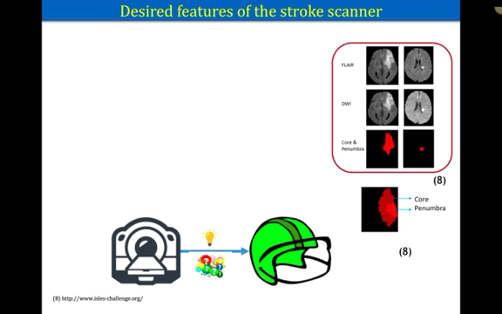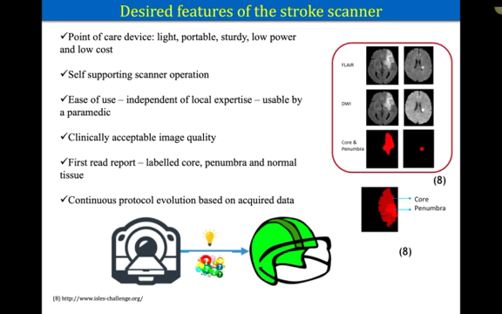So then, what are the features of such a scanner? You would need this to be a point of care device rather than a multi-million dollar scanner that sits in a huge facility. You want this to be light, portable, sturdy, low power, and low cost. Like we did mention in the previous slide, it has to be self-supporting and independent of local expertise. However, it should produce clinically acceptable image quality and a first read report that has a labeled core, penumbra, and normal tissue. The scanner should also provide for continuous protocol evolution based on reflection of previously acquired data.